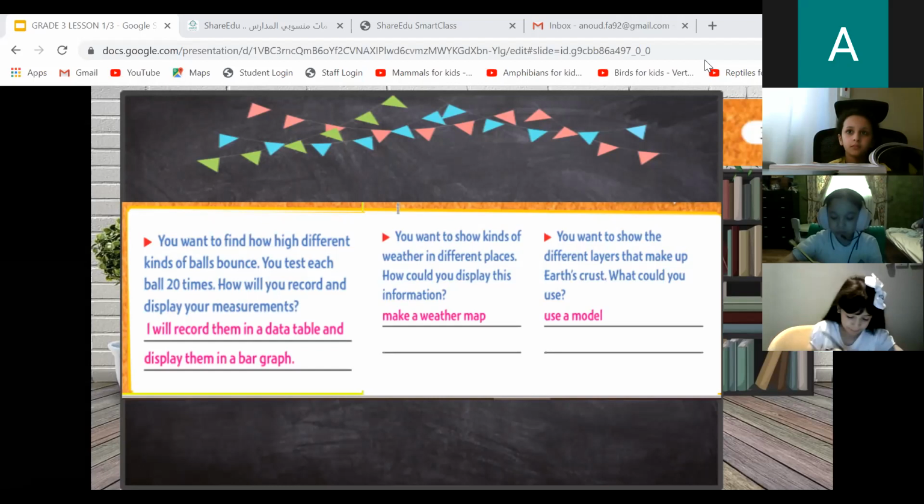Oh my God, yes. King Salman, you know, the Arabic country. He is the king of it.